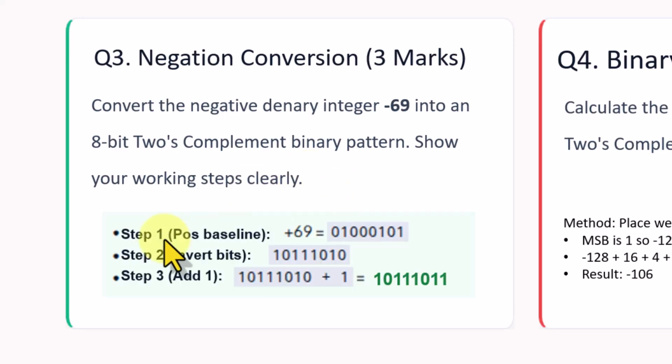So the first step is to write the positive baseline. Negative 69 you want to change, so positive 69 will be just this. Then step 2, invert the bits. Change zeros to ones and ones to zeros, and add 1 to it. If you add 1 to that, then simply you will have something like this. So this is negative 69 in 2's complement.